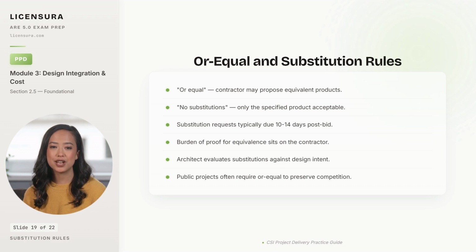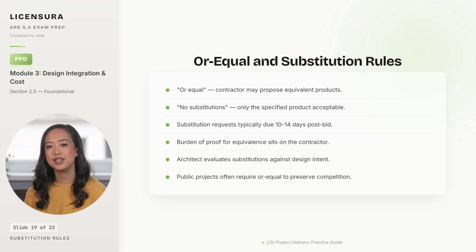Substitution requests are typically required within 10 to 14 days after bid award, because allowing late substitutions undermines the competitive bid and can trigger protest from losing bidders. The burden of proof for equivalence sits on the contractor, not the architect. The contractor must prove the proposed substitute is equal in performance, durability, and design intent, and the architect is not required to accept anything the contractor proposes. The architect evaluates substitutions against the documented design intent, and a written rejection with cited reasons protects the architect from a claim of arbitrary refusal.